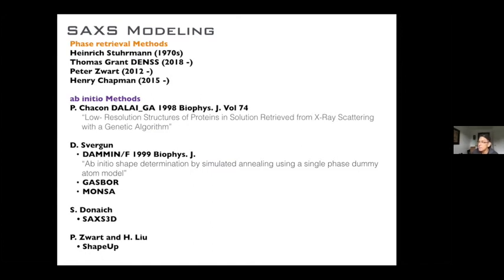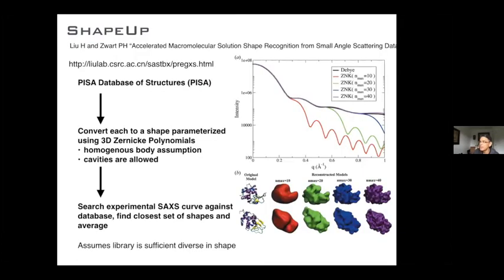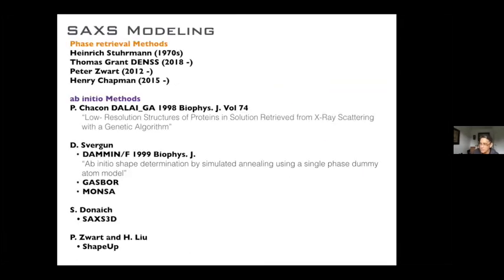So DENSS is a flavor of a phase retrieval method that applies to BioSAXS. And then we have these ab initio methods. It started with Pablo Chacón, who wrote a program in 1998, and then a year later that inspired Svergun to write DAMMIN and DAMMIF and GASBOR and MONSA. And then you had Seb Doniach down at Stanford put out a program that briefly lived and died off. And then you had Zwart and his group at the ALS write a program called Shape-Up. So we're going to go over the ab initio stuff first here.